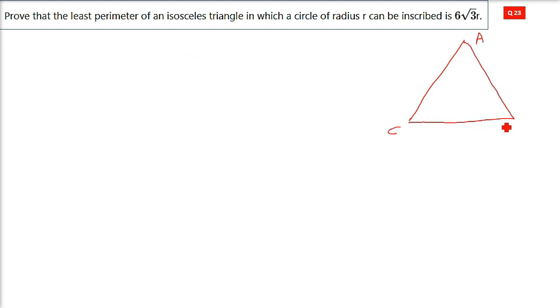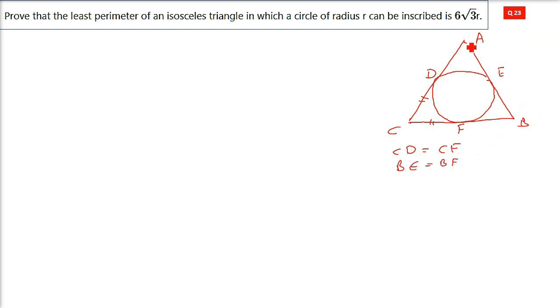You have this A, B, C, and this is the circle inside. This is your D, this is E, and please remember, this is not an isosceles triangle related or circle related question. This is basically a trigonometry and mensuration related problem, because there are so many things involved here.